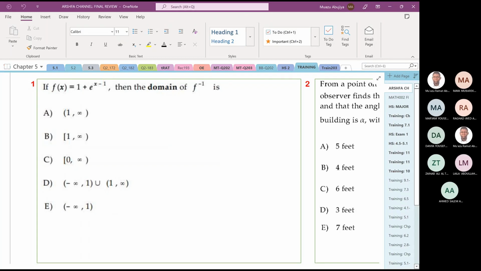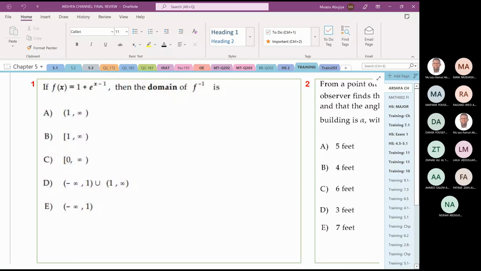Now this question, we can solve it in about 3 ways. One way is by solving it directly: find the inverse and then find the domain of the inverse. Another way is to find the range of the function, because we know that the range of the function is equal to the domain of the inverse of the function. And the other way, we could graph it. By graphing, we can easily find the domain of the exponential function and its range as well. So now the choice is ours.